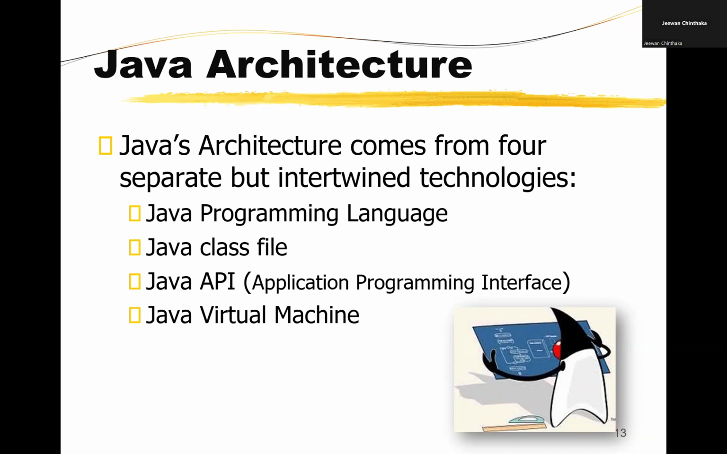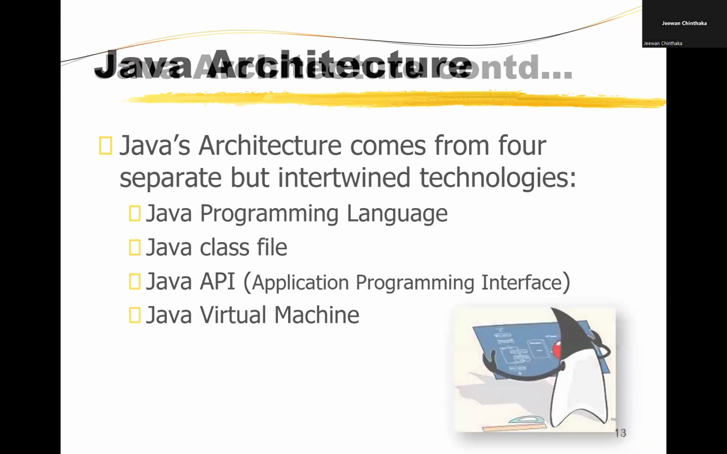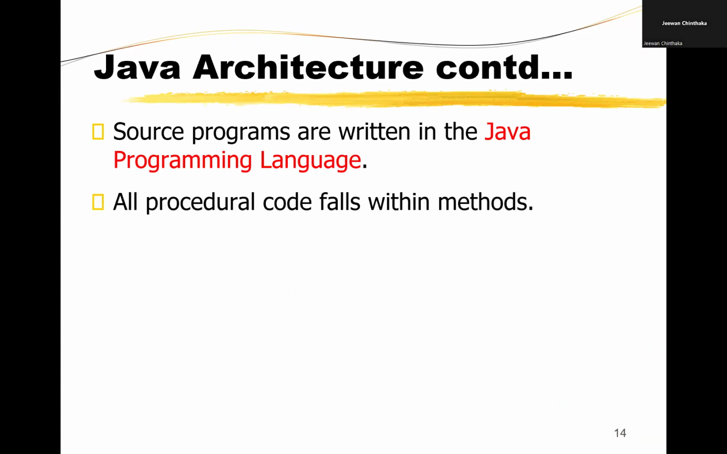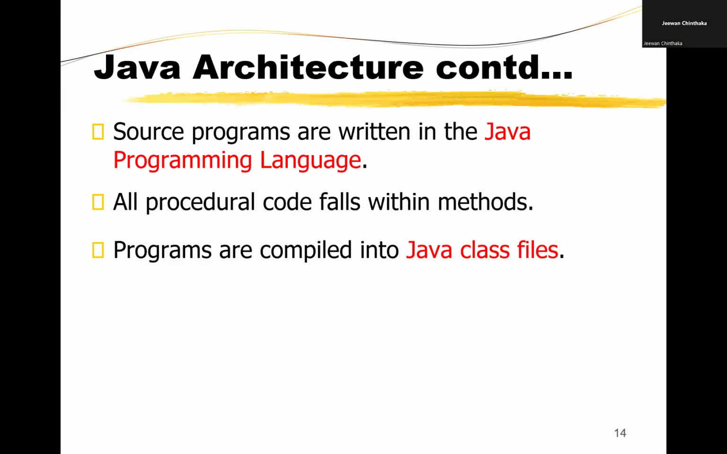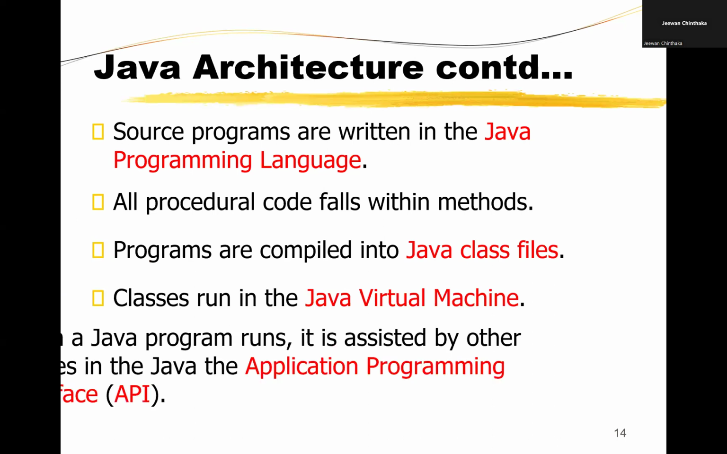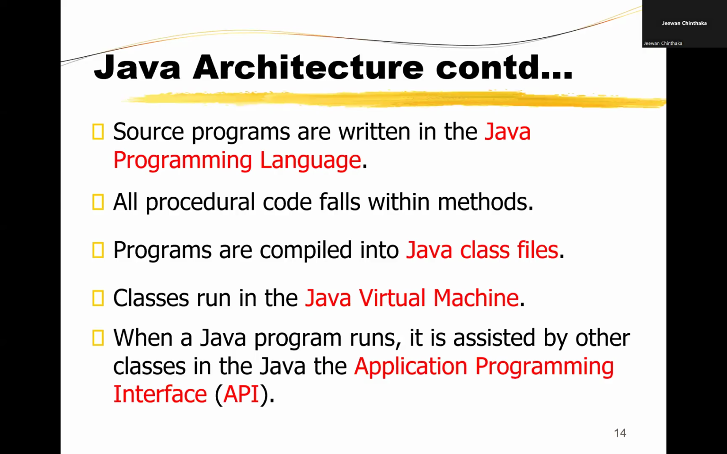Thereafter, we have the Java API. What do you mean by Java API? That we need to discuss. What do you think the API is? API stands for Application Program Interface. The source programs are written using the Java language. These are the codes which reside inside methods, and programs are compiled into Java class files, and then the classes run on the Java virtual machine. When a program runs, it is assisted by other classes in Java using the Java API.